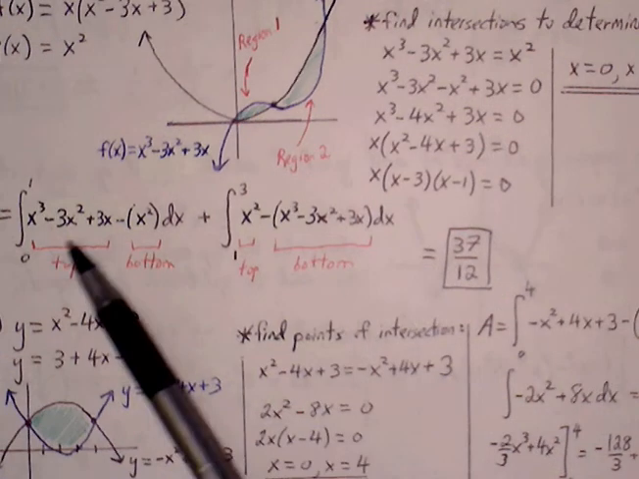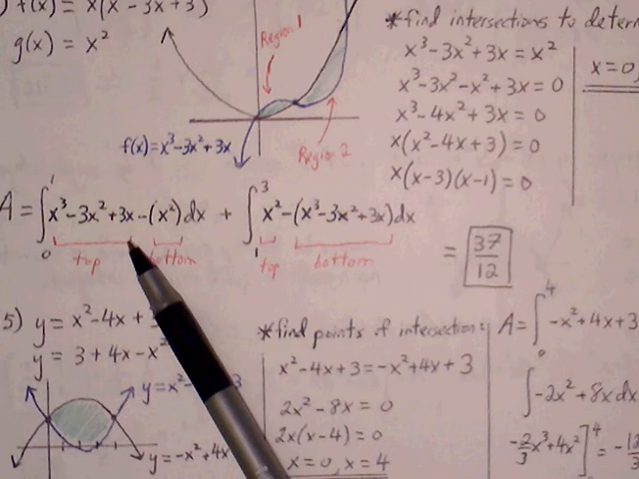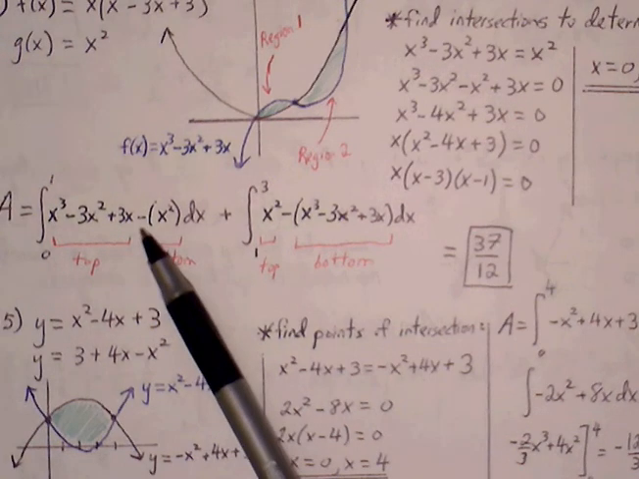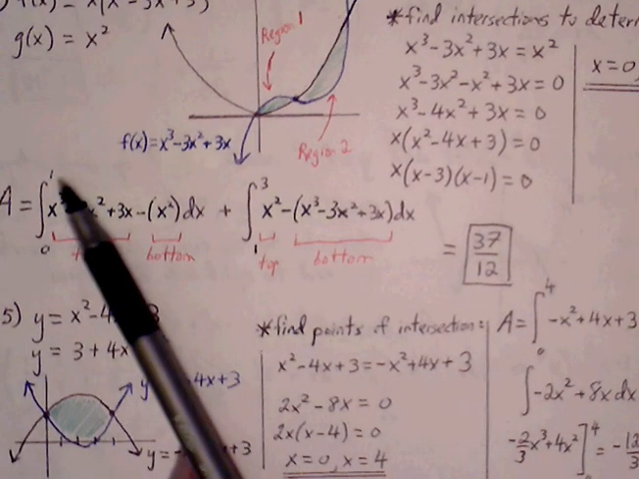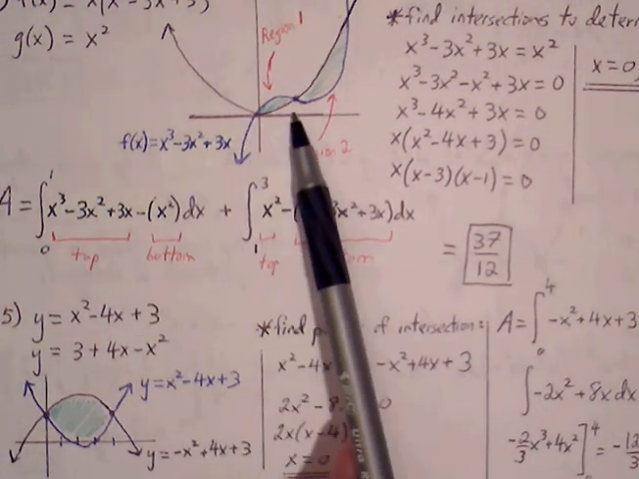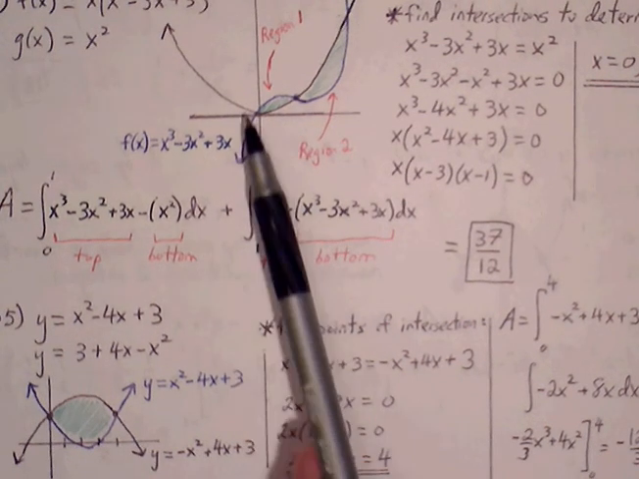So x cubed minus 3x squared plus 3x will be the top curve for region 1. Okay? And then we go through the formula here. Minus the bottom curve. The bottom curve in region 1 will be x squared. And the bounds will be from left to right, 0 to 1. Okay, so that will take care of the area of this region.